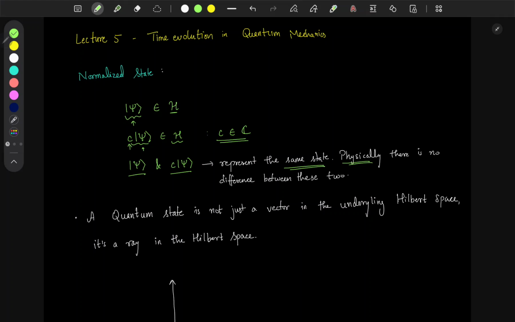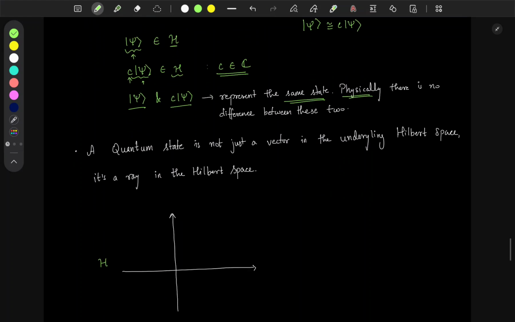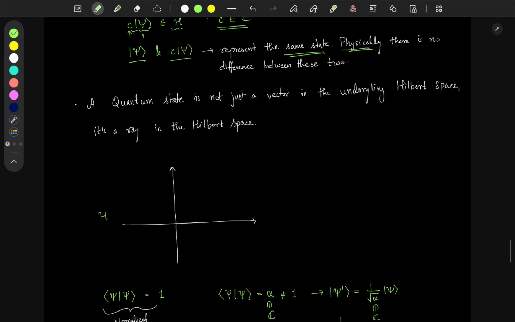Mathematically, if psi is say 1, then c psi would be c. So mathematically they are definitely not the same thing, but physically they represent the same thing, so they are equivalent. So if I write it, psi and c psi are physically equivalent states, and there is an equivalence relation between them. This means that what represents a state is not just a vector, it's an entire array of vectors. Okay, so let me just draw a diagram here.